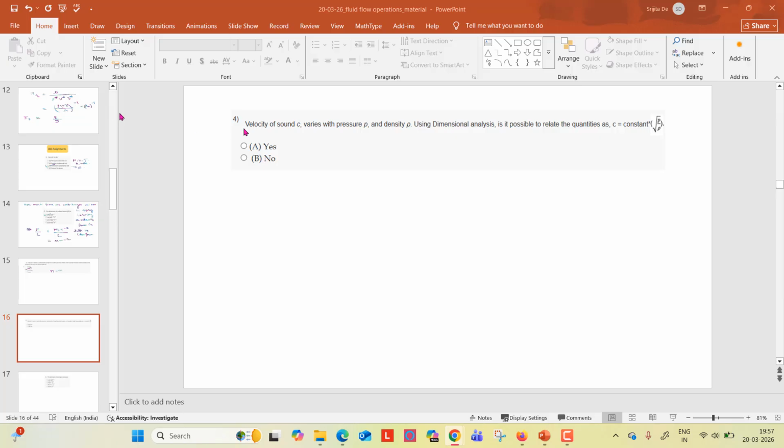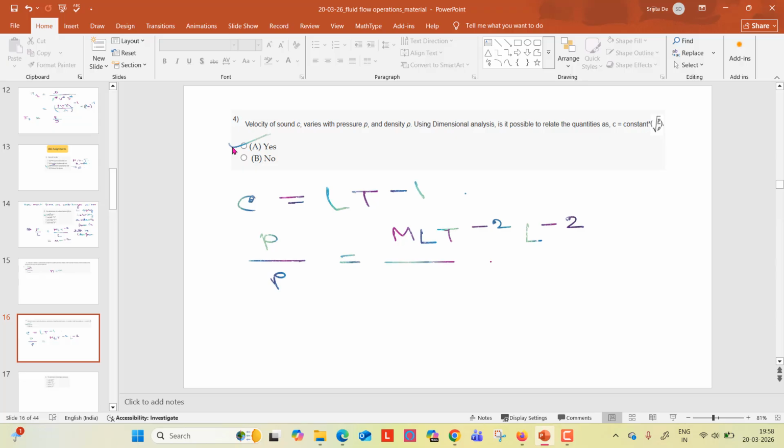Yes, it is possible because C is the sound velocity. Velocity means L t to the power minus 1. And now we have P by rho. P by rho is pressure. Pressure is force per unit area. Force is m L t to the power minus 2 by L square. That is again L to the power minus 2. This is pressure. And rho is kg per centimeter cube or meter cube, M L to the power minus 3. What is it coming?